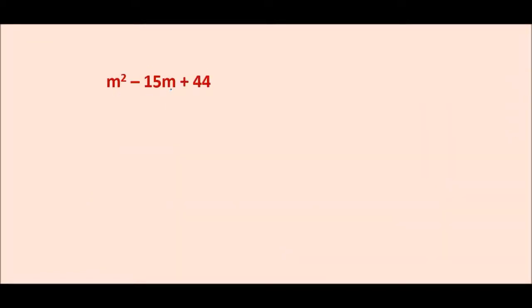m square minus 15m plus 44. Again, let me draw the rough column. Again, we have a coefficient of 1 for m square. So we take that 1 times 44. 1 times 44 is the constant term. We do not have to multiply them here.